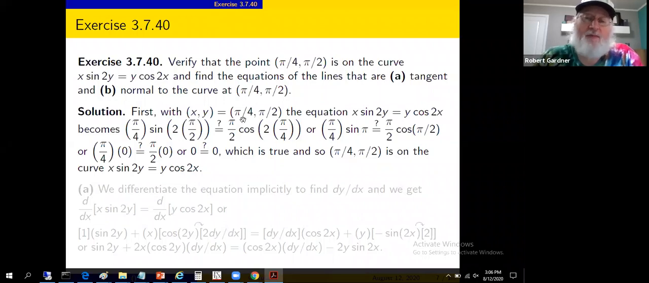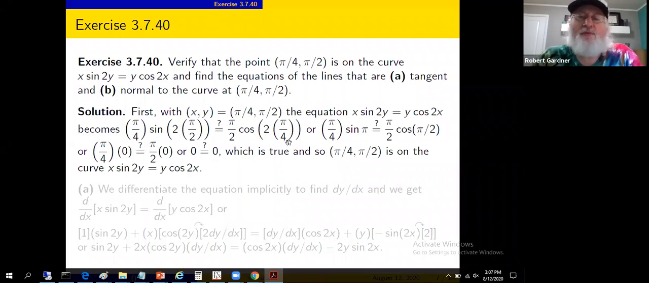All right, we'll take x, y to be pi over 4, pi over 2, and we'll plug them into this equation. X is pi over 4, so we'll have pi over 4, sine 2, y is pi over 2, equals y, pi over 2, cosine 2x, x is pi over 4. Let's see, that'd be pi over 4, and cancel the 2's there, we get a sine pi. Pi over 2, we get a cosine of pi over 2 there. Sine of pi is 0. Cosine of pi over 2 is also 0. Yeah, we get 0 equals 0, so it is satisfied.